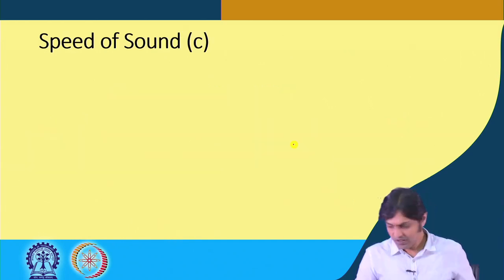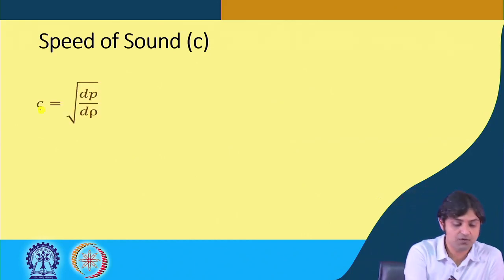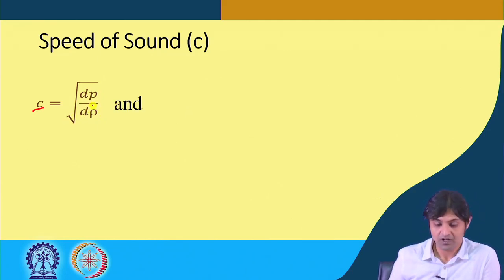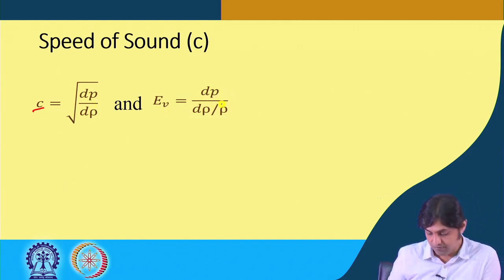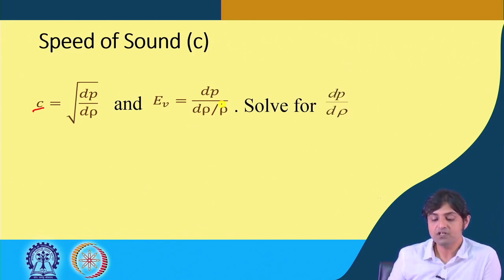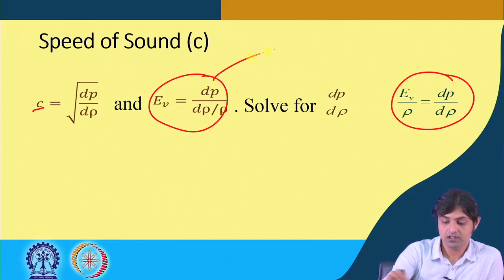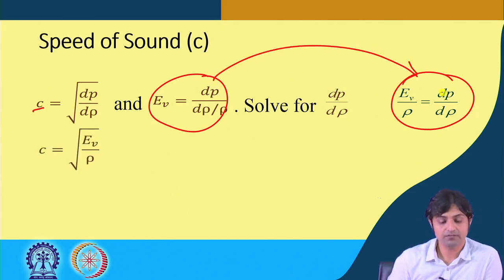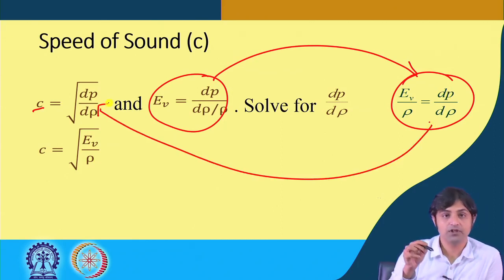Another important thing that we should be aware of is the speed of sound. Speed of sound C is given by this formula, dP by d rho, and EV we know is dP divided by d rho by rho. Now we have to solve for dP by d rho. We already know from this equation that EV by rho can be written as dP by d rho. Therefore, if we put this equation in this equation, we get C as under root EV by rho.